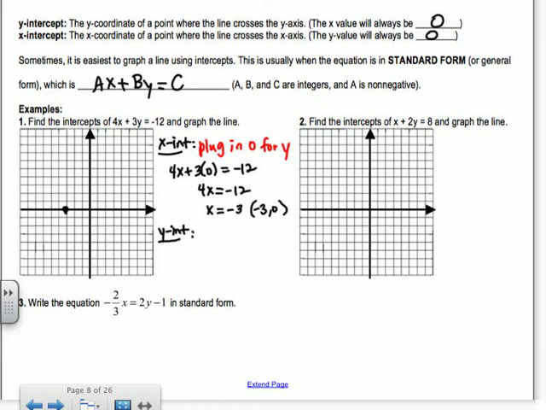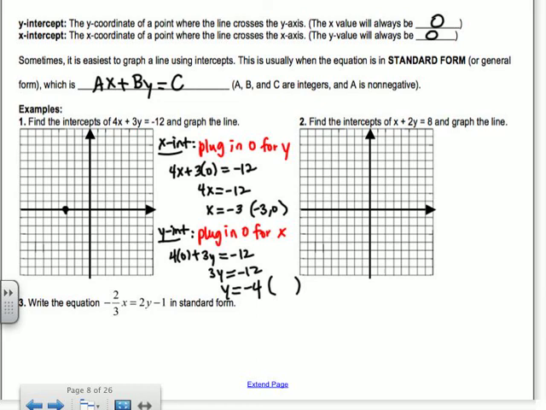Okay, now we repeat the process, but now we're finding the y-intercept. So for this one, I'm going to plug in 0 for x. So I'm going to have 4 times 0 plus 3 times y equals negative 12. So 3y equals negative 12. So y is negative 4. That is also a point.